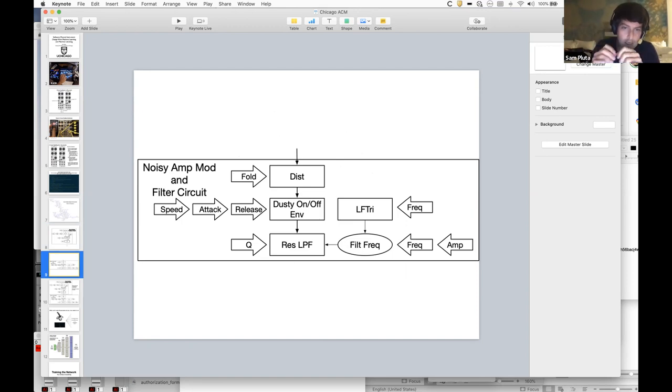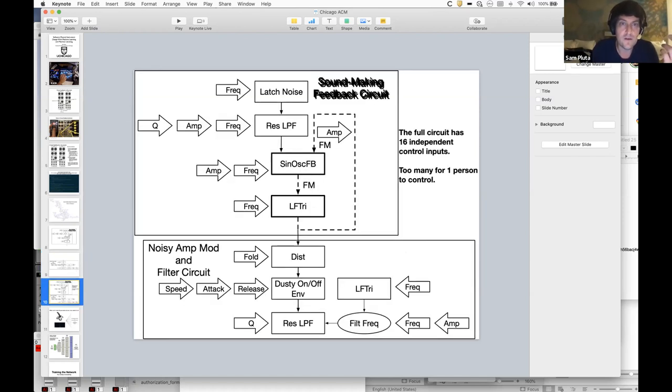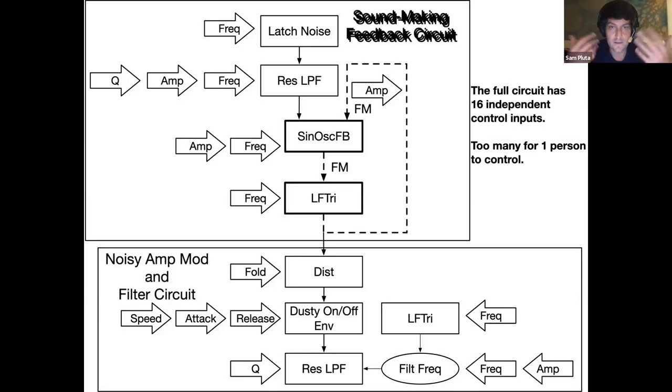And then there's this dusty on-off thing that's basically turning the signal on and off with amplitude modulation. I can control the attack, release, and the speed of it. Then that goes out to another resonant low-pass filter, which I am controlling with another filter. So you can see here's the whole circuit. It's not the most complex thing in the world, but there's a lot of controls. Basically, I can control, I think, 16 different parameters to change the sound of the circuit.